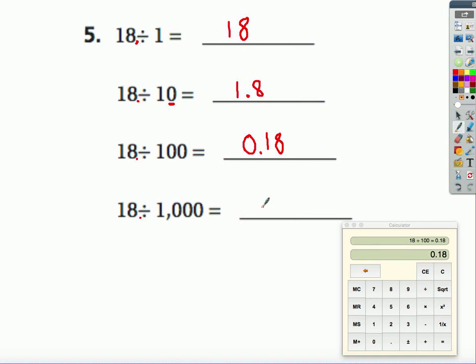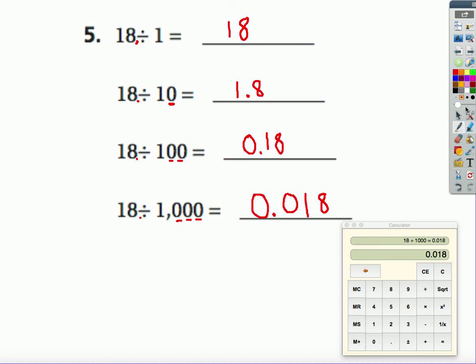And then the next one is 18 divided by 1000. Since 1000 has 3 zeros, that means 3 place values. That means I'm going to move the decimal 3 spots to the left. So let's see what happens with 18 divided by 1000. It moved over 3 spots. We actually had to add another 0 in there to get that third spot. So it would be 18 thousandths. Once again, all these powers of 10 are telling us is how far to move the decimal to the left.